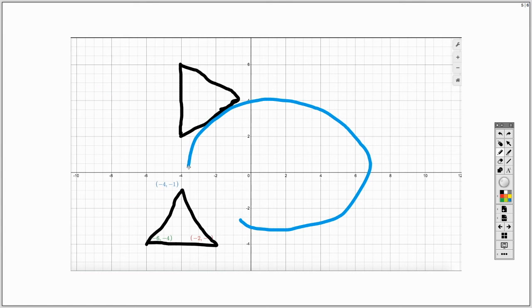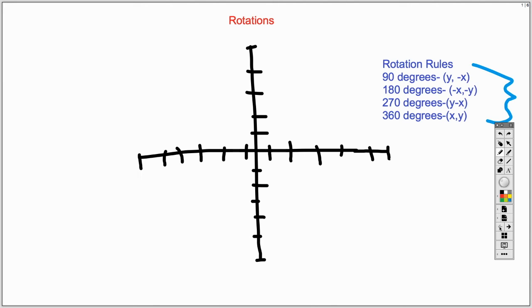It would go backwards. So this is what we consider to be counterclockwise. Since this is counterclockwise, we can see that this would be our 90 counterclockwise. This would be 180, right, which we just saw. And this would be 270 counterclockwise. And we go to our rules.